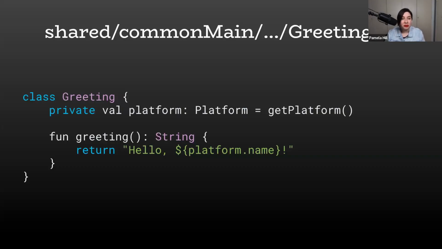So here we are in common main, and we're looking at the greeting file. It has a greeting class with a platform property and a greeting function. If you're very iOS oriented, this might look vaguely familiar. It looks a little bit like Swift, and maybe it looks a little like Kotlin if you're familiar with Android, because it is Kotlin. So we have this greeting class. It has a property called platform, and we have a function called greeting that just returns hello and the platform.name. And this is our shared code. This greeting file is our shared code.